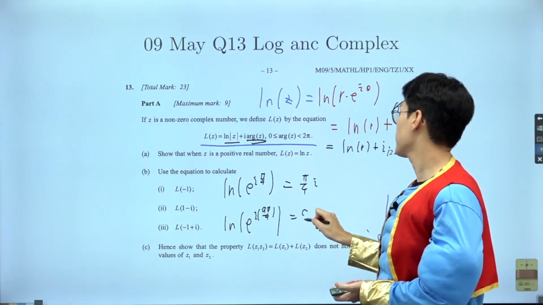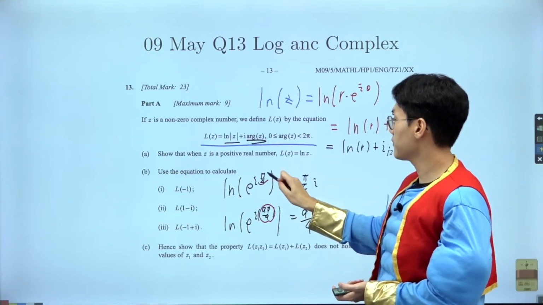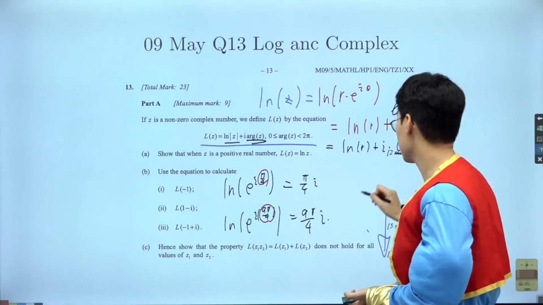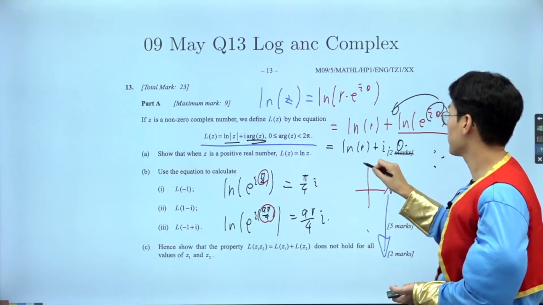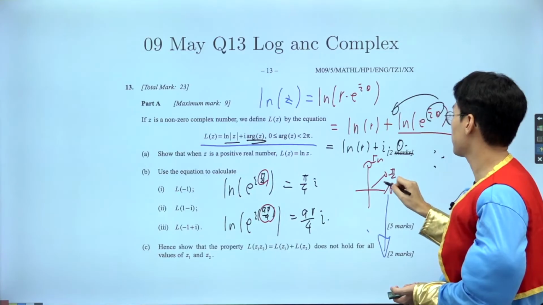This is 9π/4. But as you can see by the periodicity, 9π/4 and π/4 in the Argand diagram are the same, right? It's still on the Argand diagram; both of them are located at π/4 in the first quadrant, with the argument of π/4.